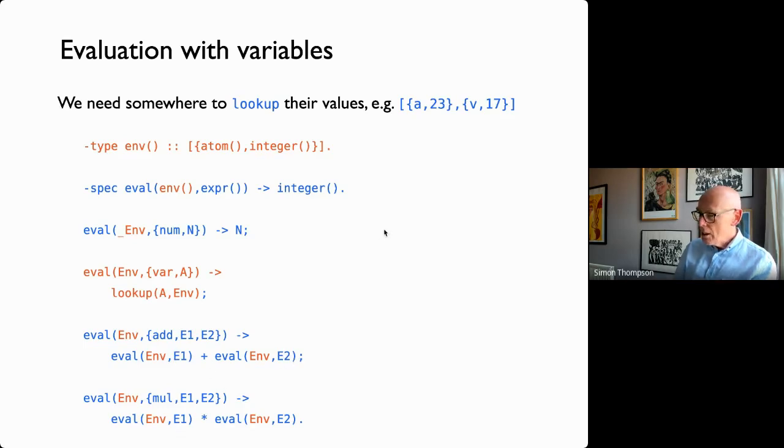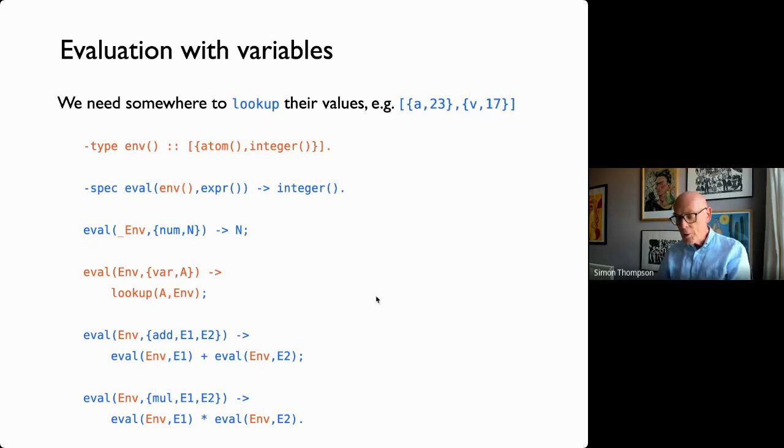I presented it like this because I wanted to show you in two stages. In the simple case, the first approximation, we just take an expression and get an integer. That works for numbers, additions, and multiplications. But when we introduce variables, we have an extra clause to handle a variable. And also, we have to pass that environment around.